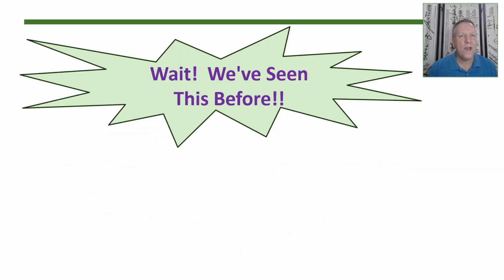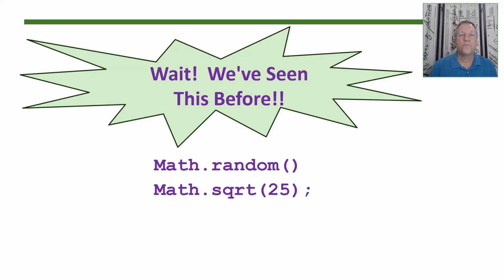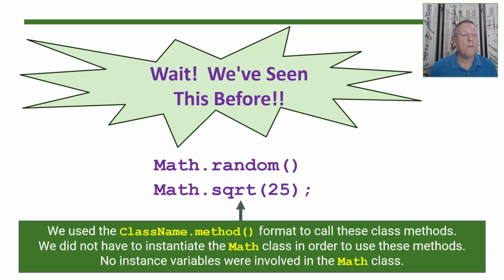Now, wait a minute. We've seen this before. Do you remember back in Unit 1? The Math class, Math.random and Math.sqrt and others were all class methods of the Math class that we could invoke by using the class name.method format. We did not have to instantiate the Math class in order to use these methods. And there were no instance variables involved when we used these methods within the Math class itself. They are all class methods.